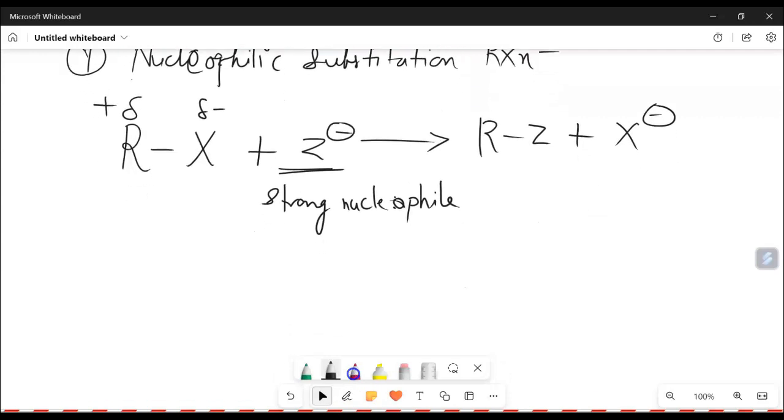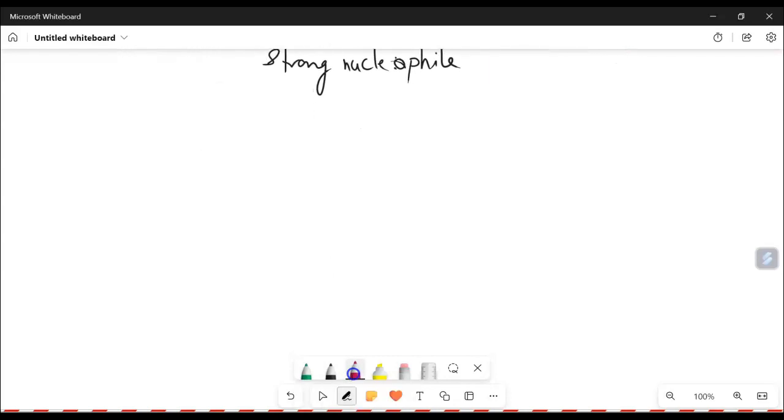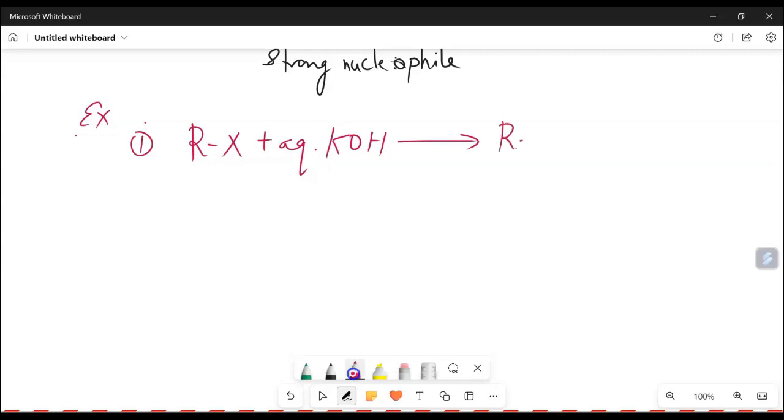Now let's go with the examples. We have a number of examples for this because we have a number of nucleophiles. Let's start with the first one. R-X reacts with aqueous KOH. Here it behaves as a nucleophile. So the formation of ROH plus HX will be there.